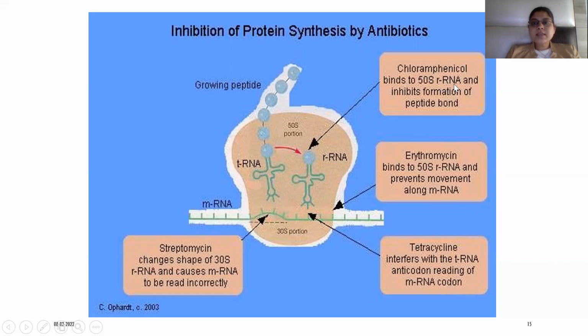Chloramphenicol binds to the 50S ribosome and inhibits the formation of the peptide bond, as I have already told you. Erythromycin, which is a macrolide, will prevent movement along the mRNA, that is from the A site to the P site. The movement will not be there. Tetracycline interferes with the tRNA anticodon reading of the mRNA, meaning the amino acyl tRNA will not attach to the mRNA codon, so protein synthesis will be inhibited. And streptomycin changes the 30S, causing the mRNA to be read incorrectly.